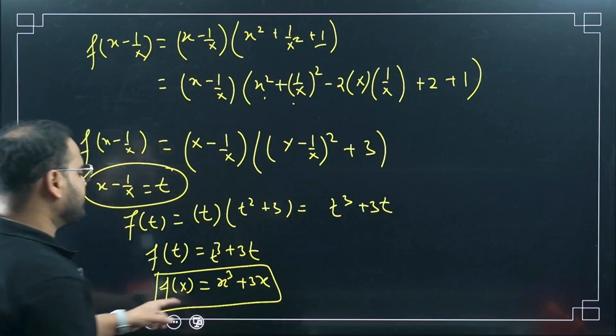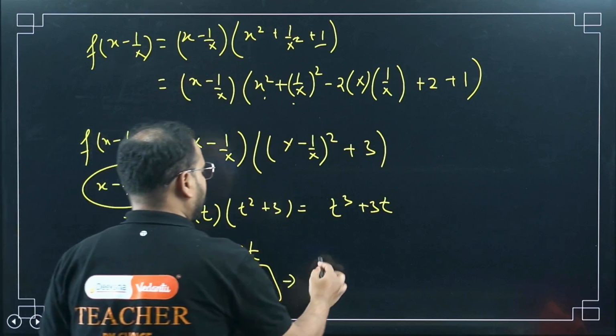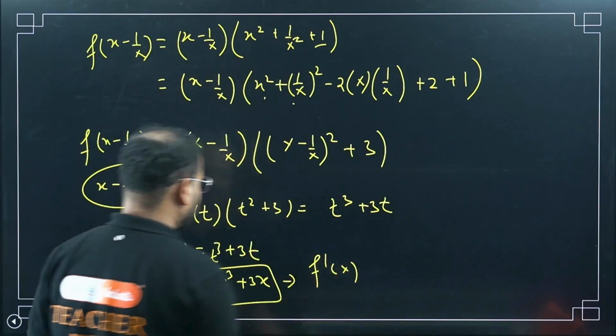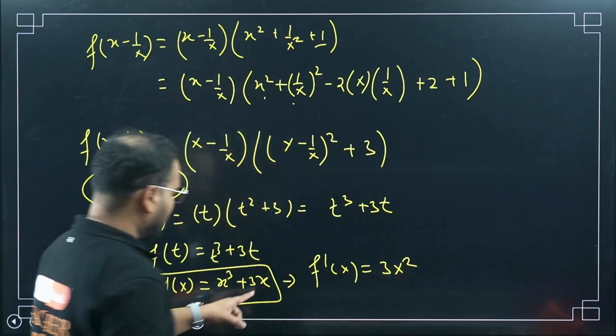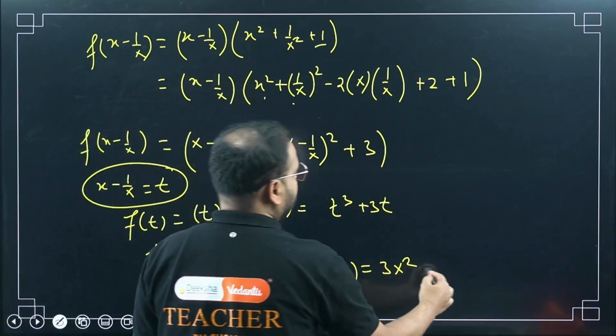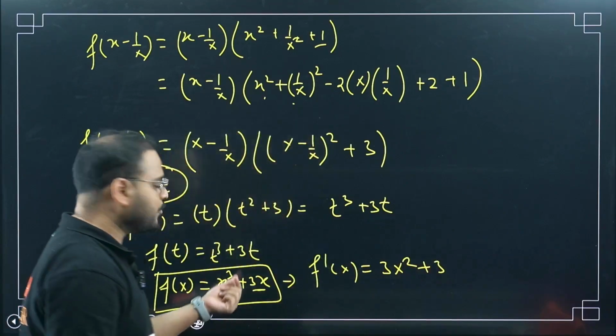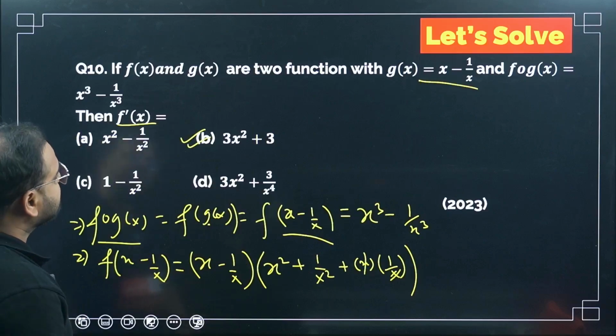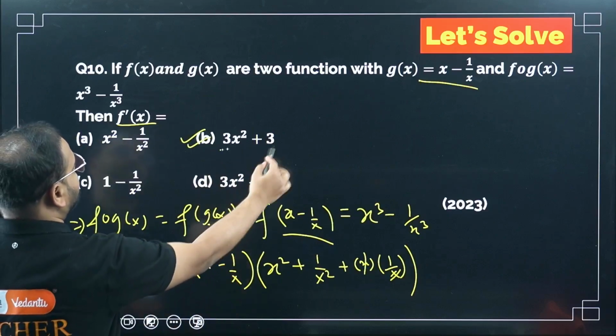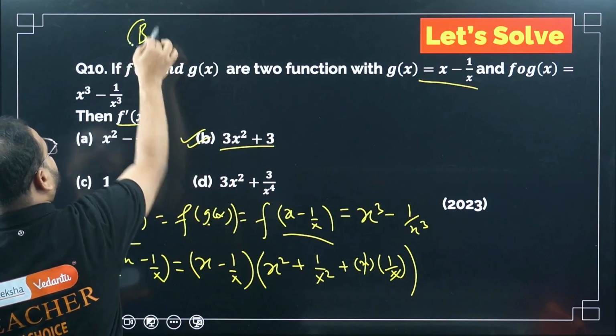Chaliye. Differentiate this. What am I getting? f dash of x. How much is that? Please check. It's going to be 3x square, and 3x will be simply 3. Correct? Because x cube means 3 will come in front. So 3x square, and 3x will be simply 3. Answer is 3x square plus 3. Correct. Option number B. Have a look.